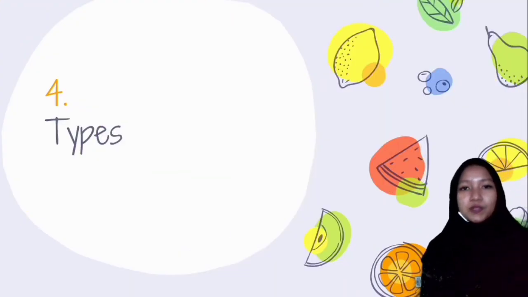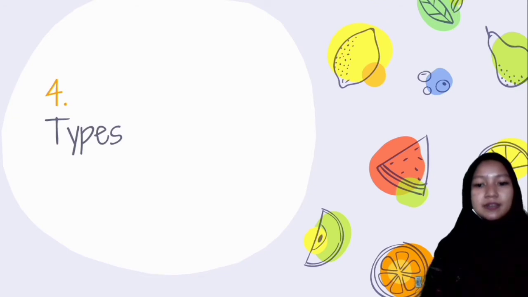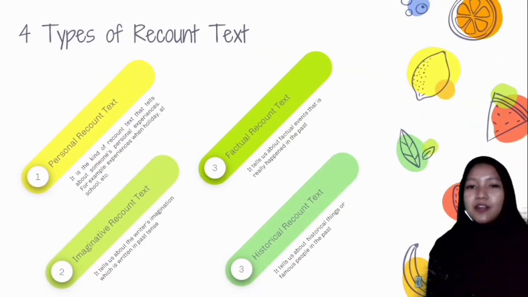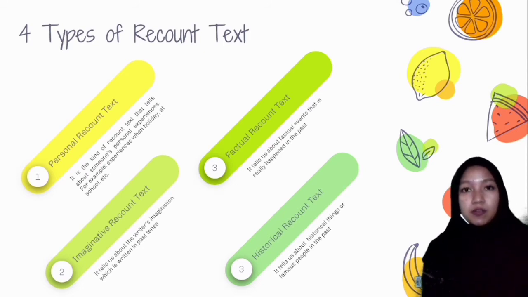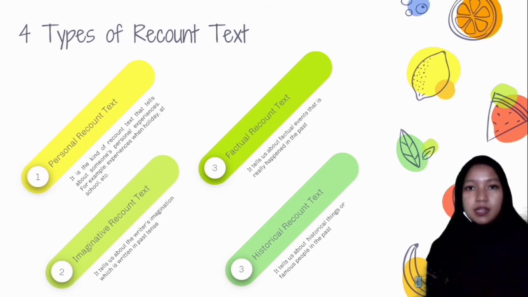Next, we move on to the types of recount text. There are 4 types of recount text. The first one is personal recount text. It tells us about someone's personal experiences, such as their experiences when they are going on vacation, at school, etc. And then the second one is imaginative recount text. It tells us about the writer's imagination, which is written in past tense.